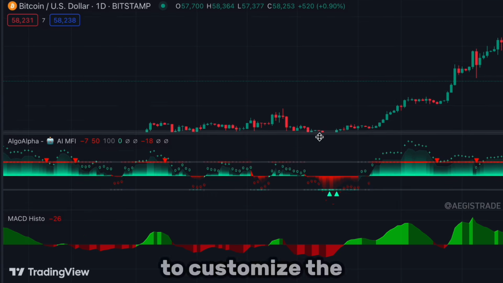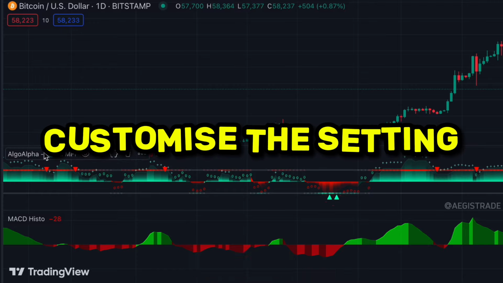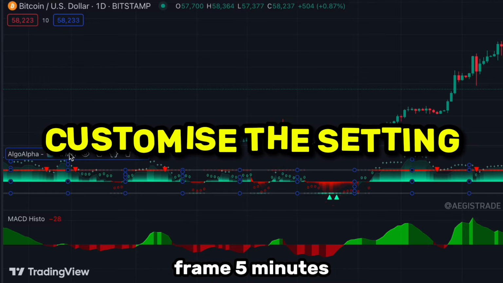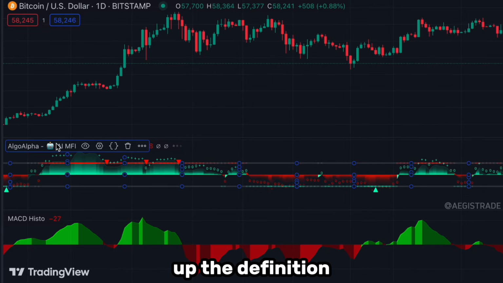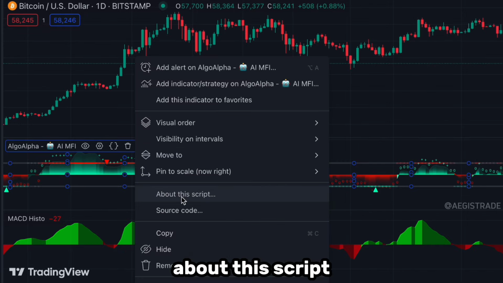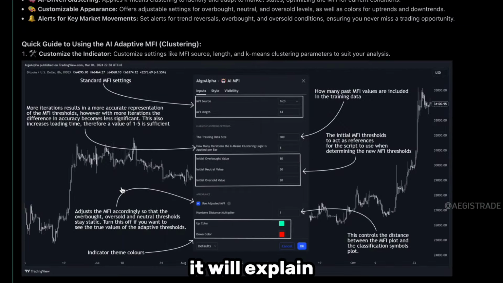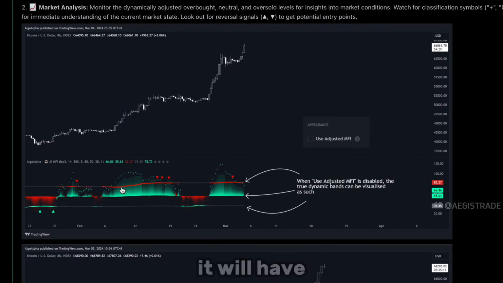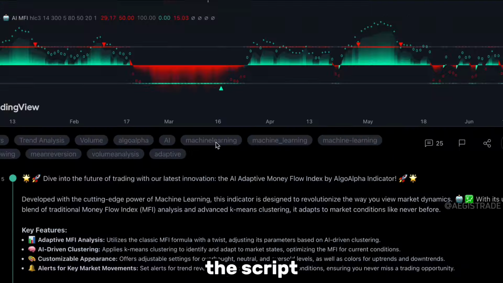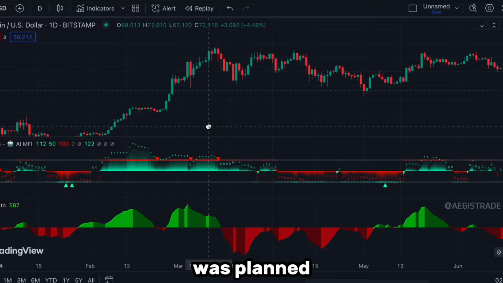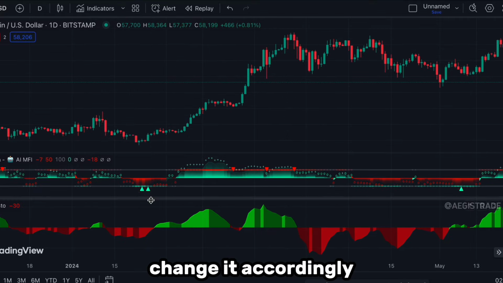Next, we would like to customize the indicator setting based on 1 minute time frame, 5 minutes time frame, and 15 minutes time frame. Before that, you can read up the definition of the indicator in the indicator's About this script tab. Basically, in this tab, it will explain the definition of this script. It will have an insight about this script. Make sure that you go through the script before any strategy is planned. It also will define the settings so that we know how to change it accordingly.